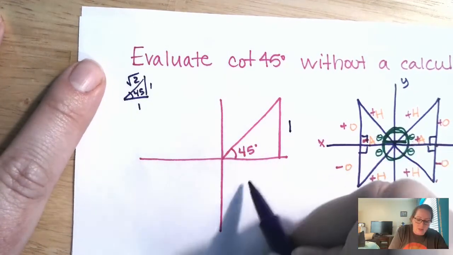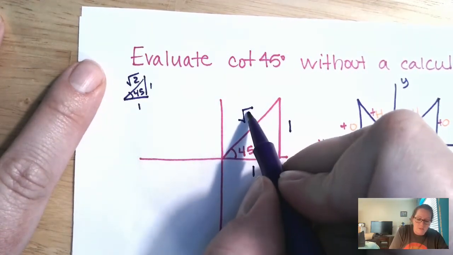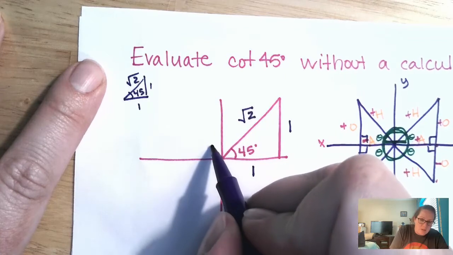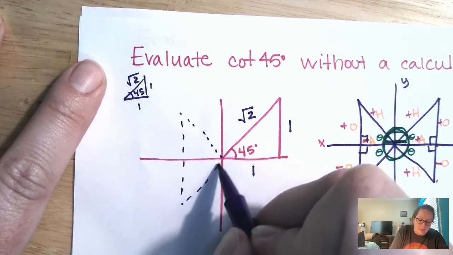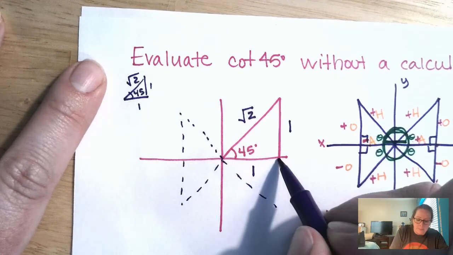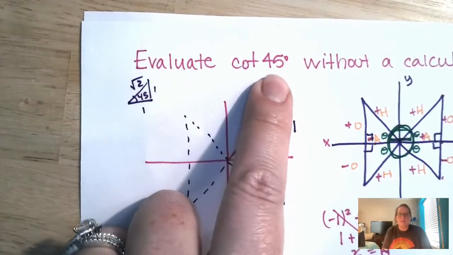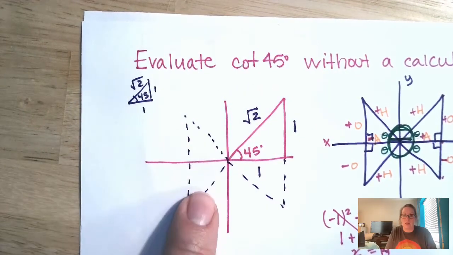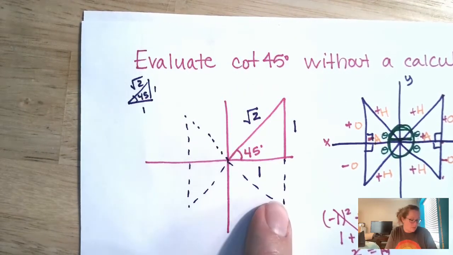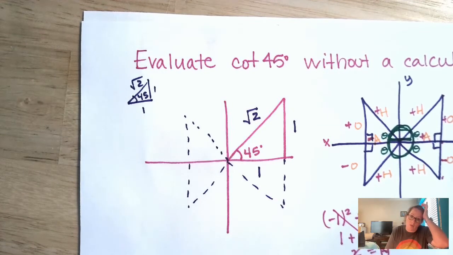So let's label that 1, 1, square root of 2. Remember, you still have these little bow ties over here, right? It has to be one of these 4. If it was greater than 90, then we'd be talking about over here. If it was greater than 180, we'd be in here. If it was greater than 270, it'd be in here. So we are in quadrant 1.